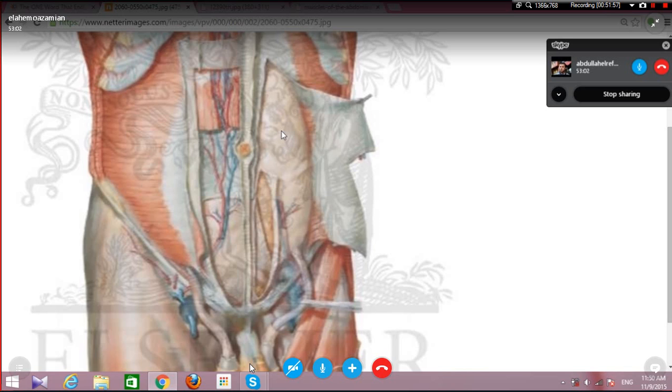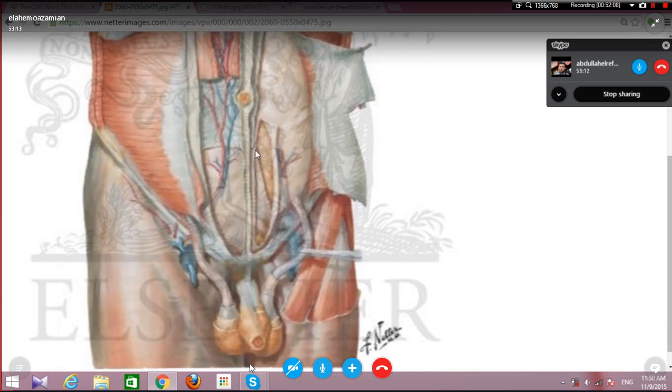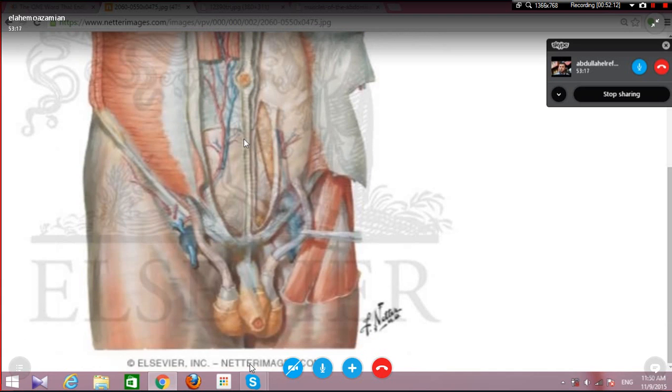Is it the endo-abdominal? Very good. Endo-abdominal fascia. It's behind the posterior layer, right? Yes. This is endo-abdominal. And what is this fat? Extraperitoneal fat. Yeah, extraperitoneal. Now look at here, Abdullah.